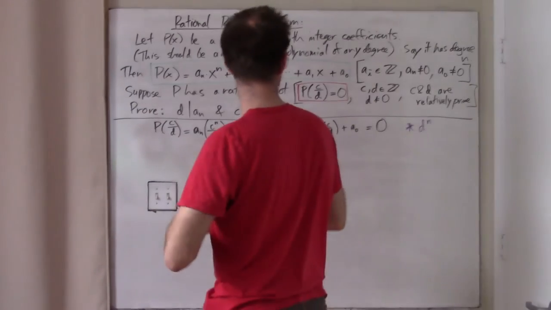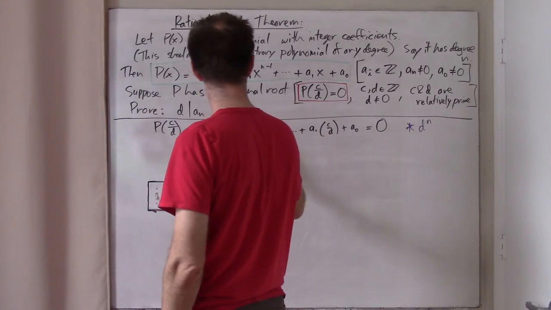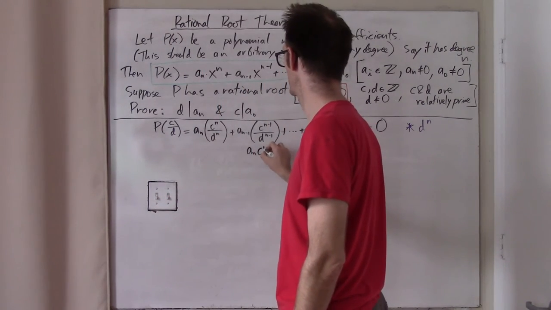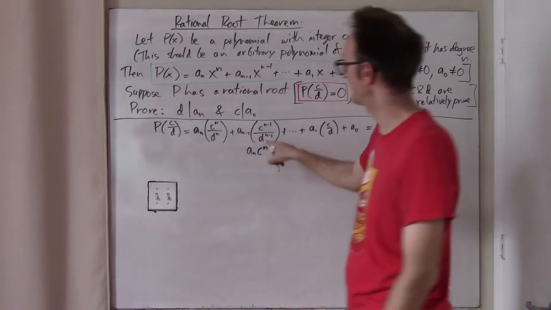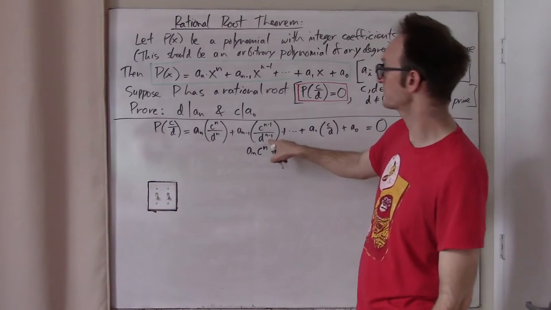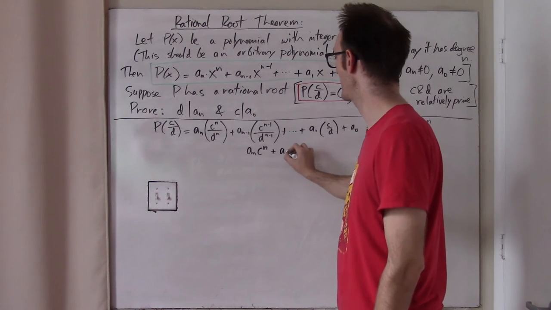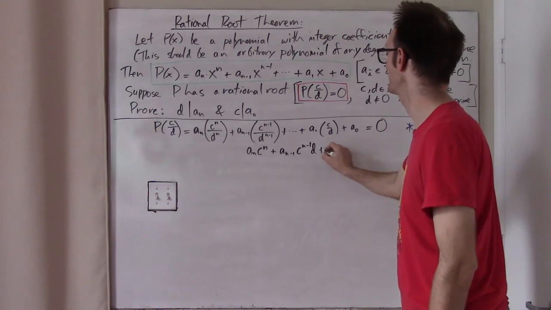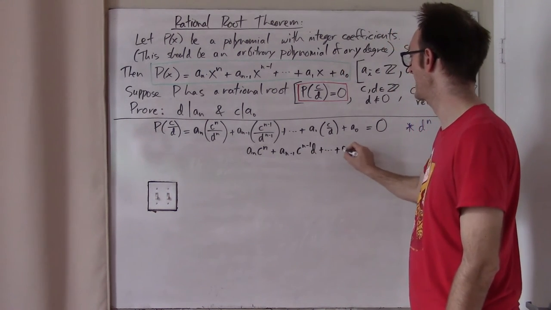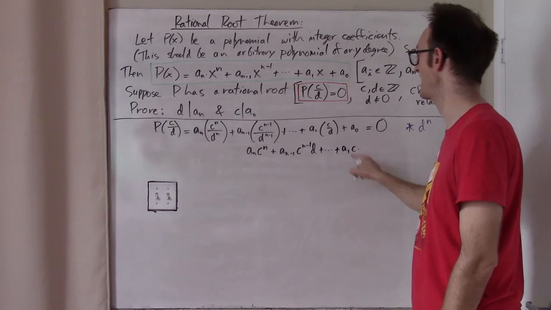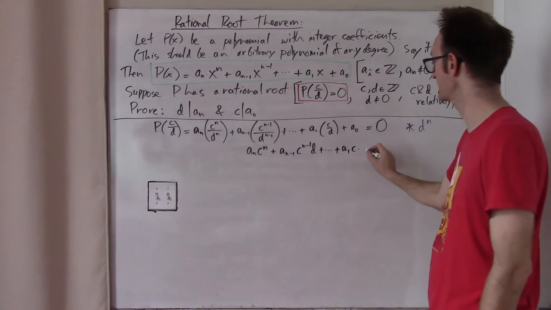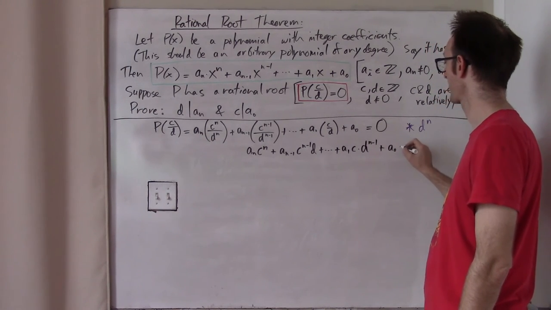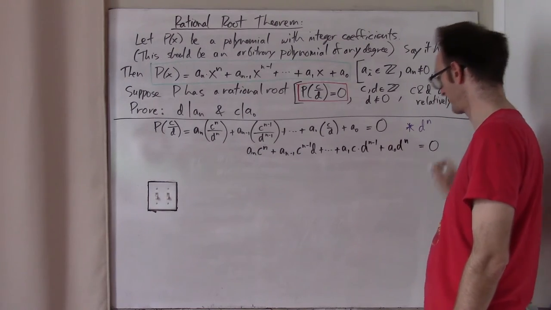If I do that, I get this really nice statement that says a sub n C to the n, plus, if I multiply this by D to the n, all of those cancel except for one extra D, so I get a sub n minus 1 C to the n minus 1 D, plus, and here I get a sub 1 C times, if I multiply by D to the n, one of them cancels but the rest are still there, and a sub 0 D to the n equals 0.